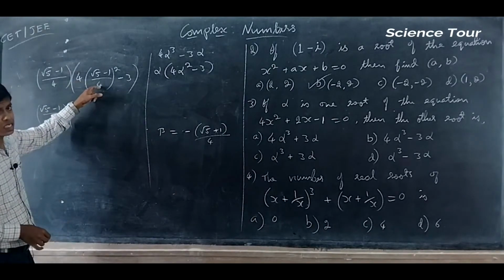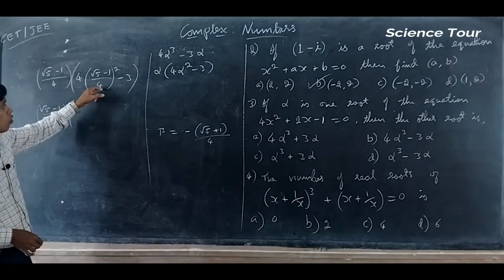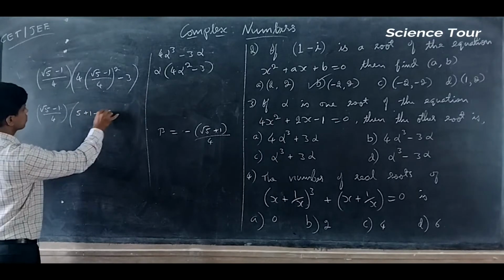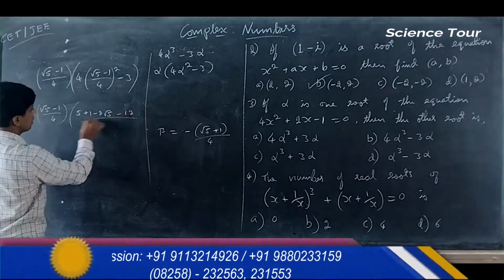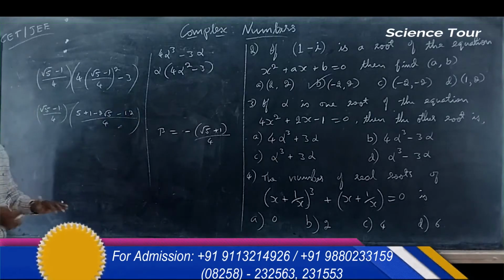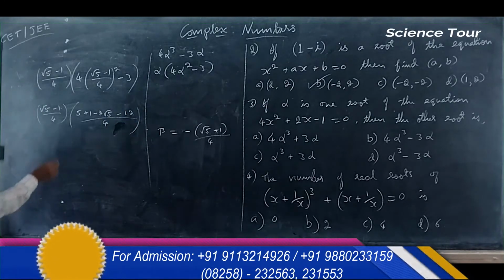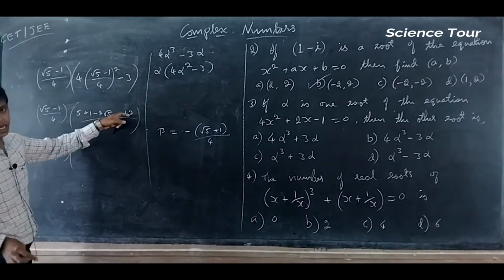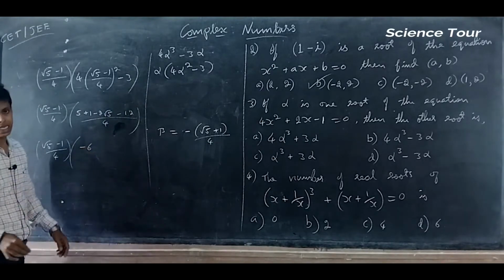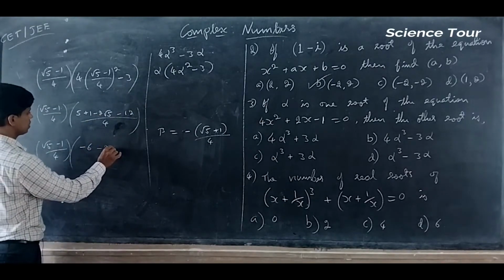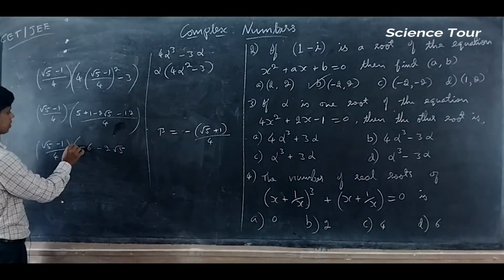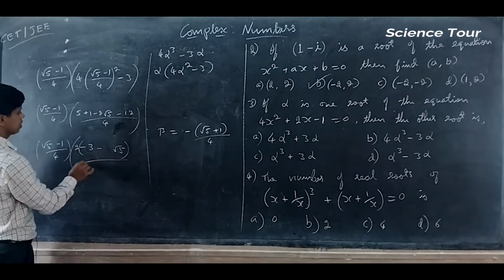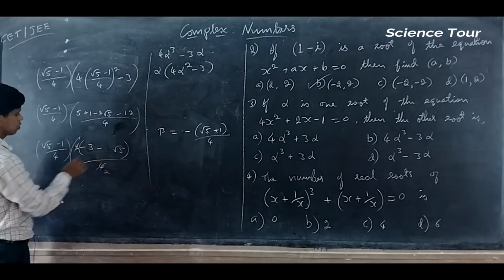This is a 4 and this is 16. So what remains is 4 in the denominator, correct. So this is 5 plus 1 minus 2 root 5 and then minus 12 divided by 4 after taking LCM. So 6 minus 12 is minus 6, and this is minus 2 root 5. If you take 2 common, this will be (minus 3 minus root 5) divided by 4.